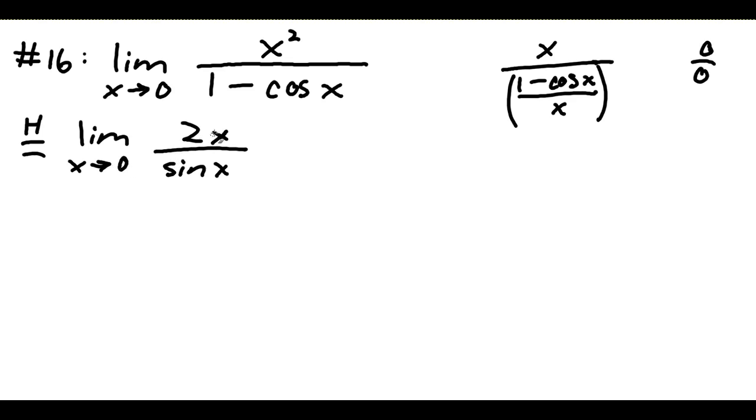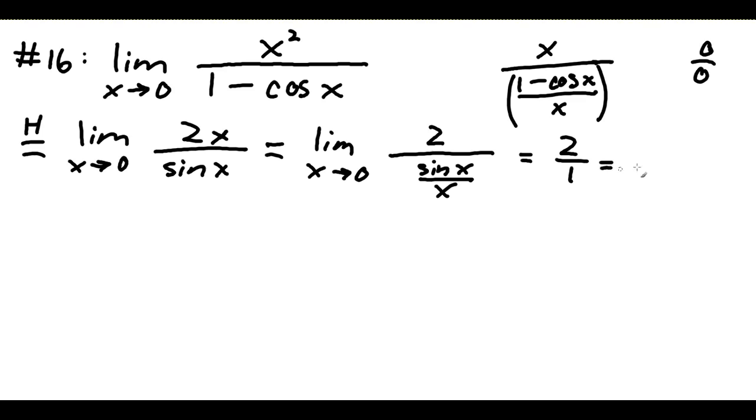If we plug in 0 here, we again have 0 over 0, which is indeterminate. We could use L'Hopital's rule a second time, and that will work here. But, again, it is nice to use more elementary methods when they exist. So let's divide numerator and denominator by x here. So we have 2 divided by sine x over x. And now we see as x approaches 0, sine x over x approaches 1, right? So this is 2 over 1, or 2.